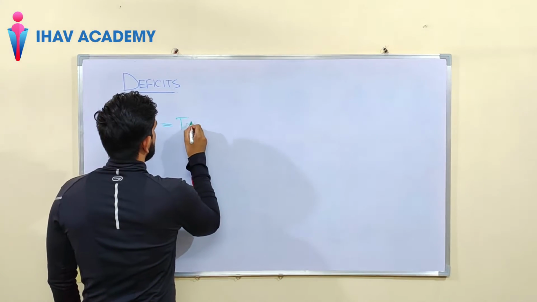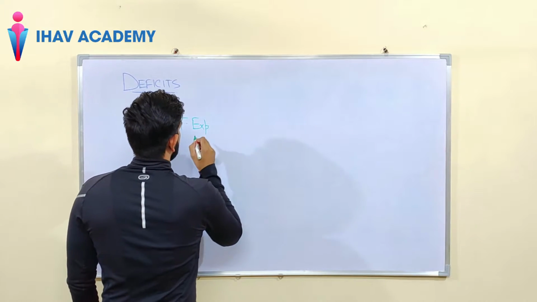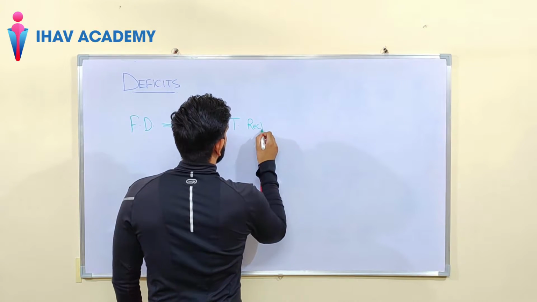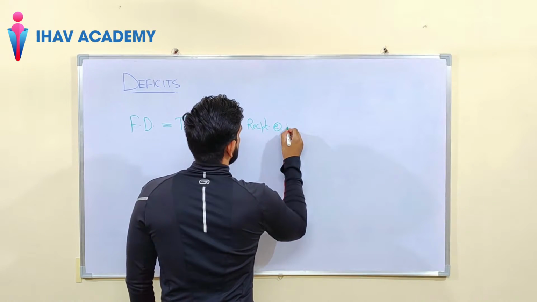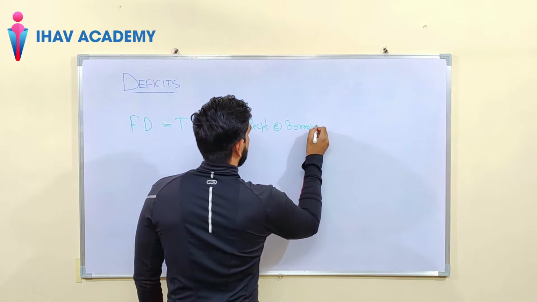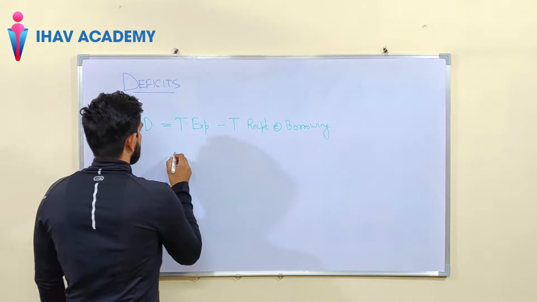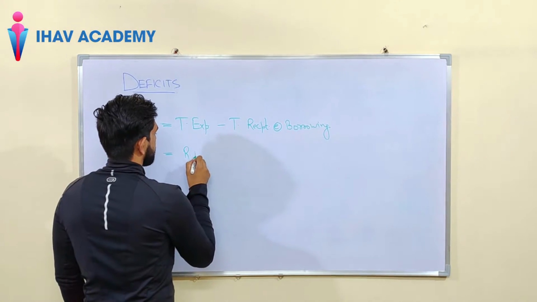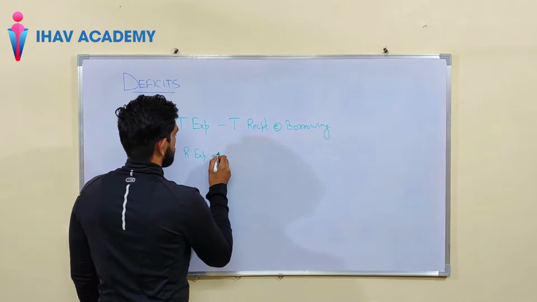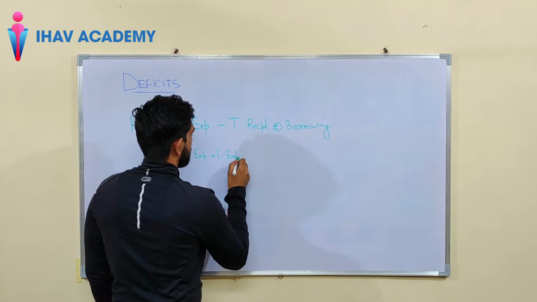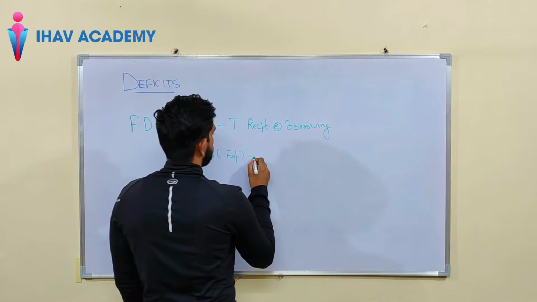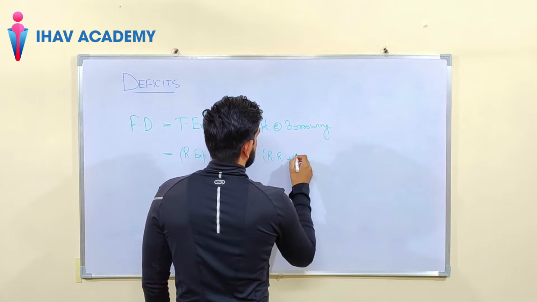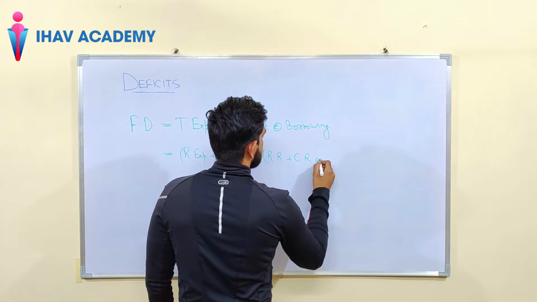I had told you, total expenditure minus total receipts except borrowing. What is the total expenditure? Revenue expenditure plus capital expenditure. Total receipts, revenue receipts plus capital receipts except borrowing.